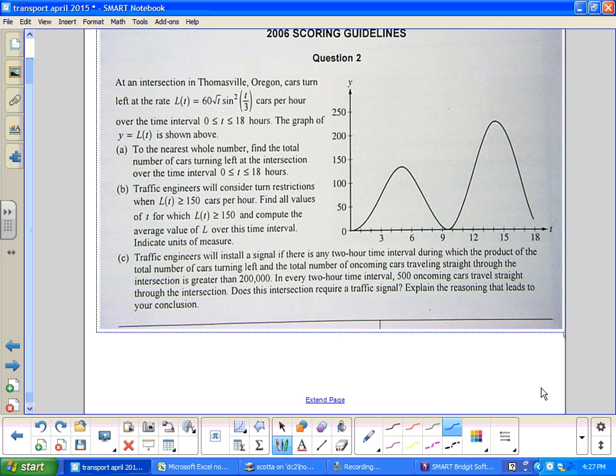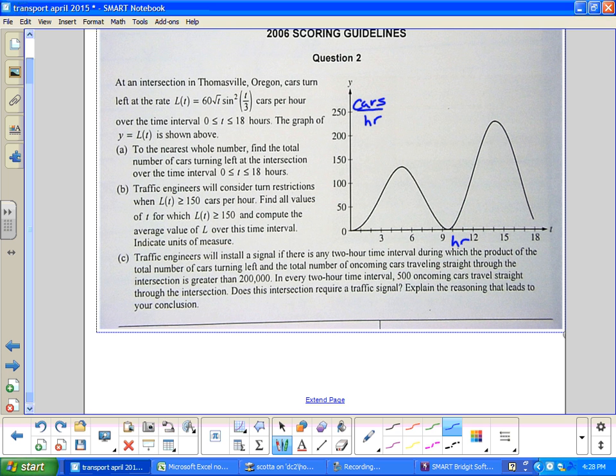All right, so immediately I see that's a rate. So this is cars per hour, and that means this is hours. So if we do an integral, cars per hour times hours is going to be cars. If I take a derivative of L of t, I'd have cars per hour squared. They give an interval 0 to 18, which is matched on the graph.